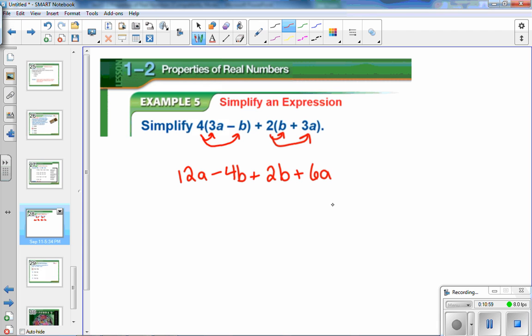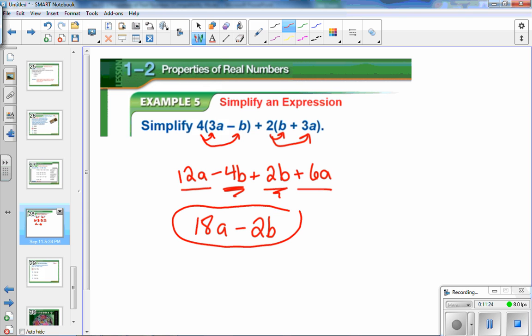The next thing we're going to do is combine like terms. Now you can reorder if you want to. So you could rewrite it as 12a plus 6a minus 4b plus 2b because the commutative property lets us do that. But generally I just say here's a 12a plus a 6a, which is 18a. And then we have a negative 4b plus a 2b, which gives me negative 2b. And that's the answer. So that's fine to do it that way. Distribute and then combine like terms.